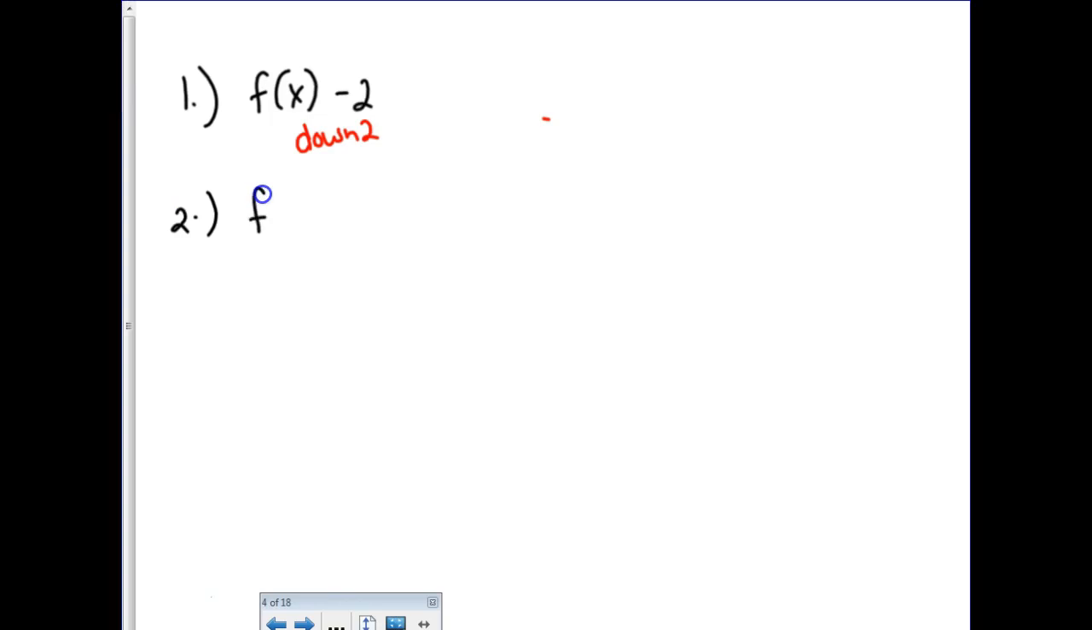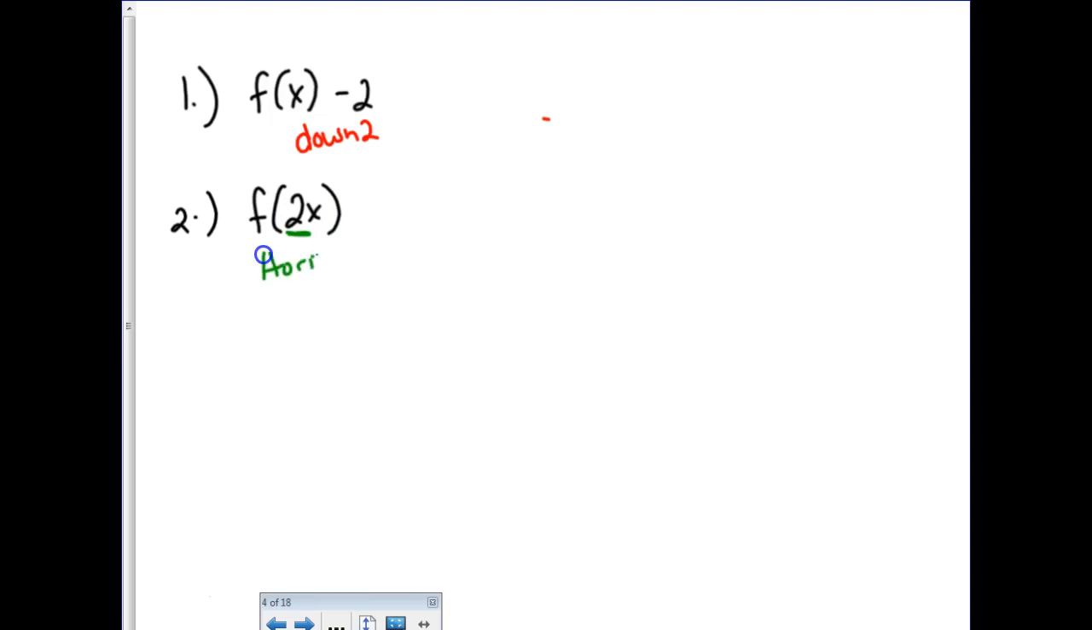So then the next one says f of 2x. That's the weird one that we got confused on the last test. When there's a 2 inside the function, that is a horizontal, is it stretch or shrink? Or compression, if you want to use that word. A 2 inside is going to be a shrink or a compression.